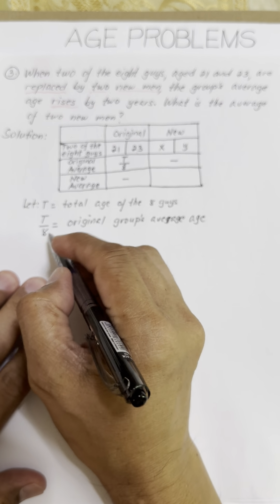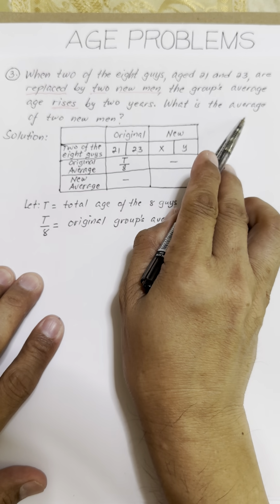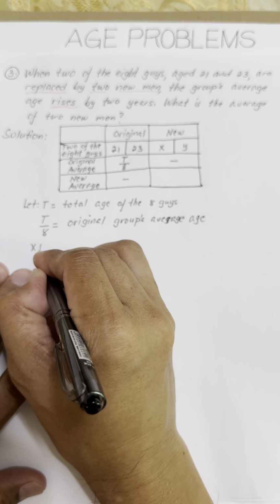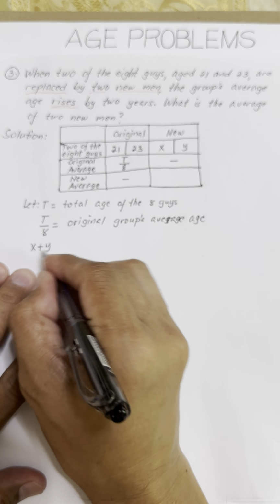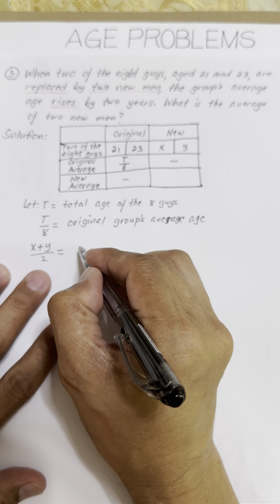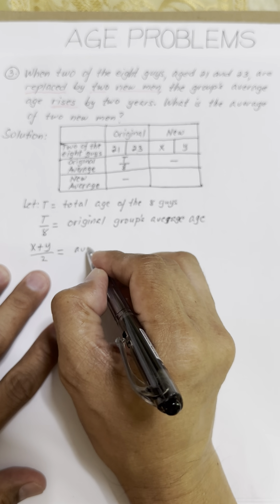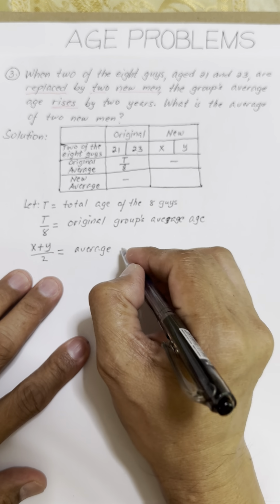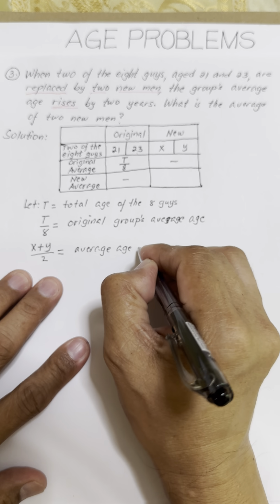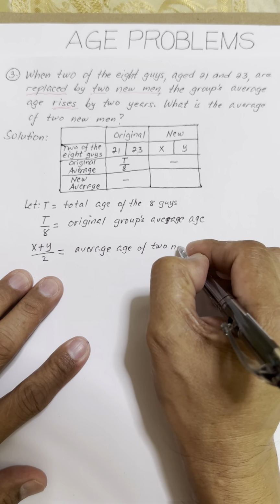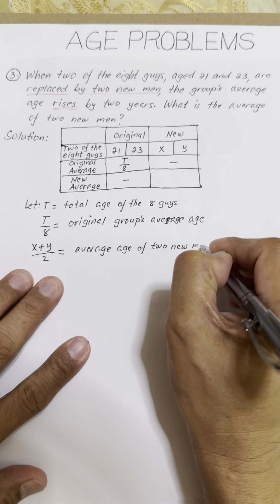When we speak of average, what is the average of the 2 new men? We have x plus y, there are 2 of them, then divide this by 2. So this is the average age of the 2 new men.